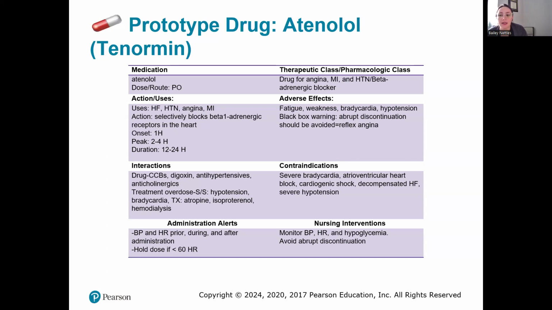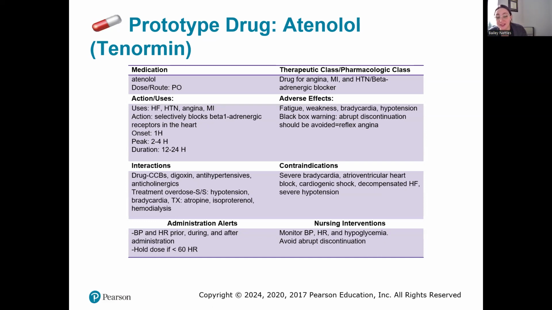Okay. Adverse effects: fatigue, weakness, bradycardia, hypotension. Abrupt discontinuation can cause reflex angina. Okay. So drugs that we want to avoid: calcium channel blockers, digoxin, antihypertensives, and anticholinergics. Overdose, hypotension, bradycardia. Okay, that beta 1, that's what it does. If it works too well, now I have hypotension that's too much, bradycardia. Okay. Atropine, isoproterenol, and then even hemodialysis is going to help.